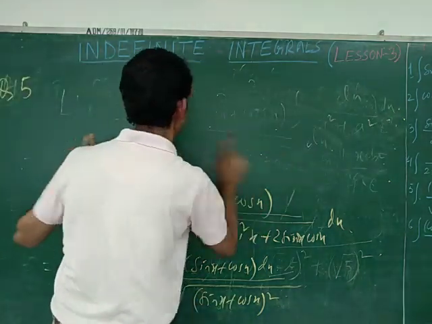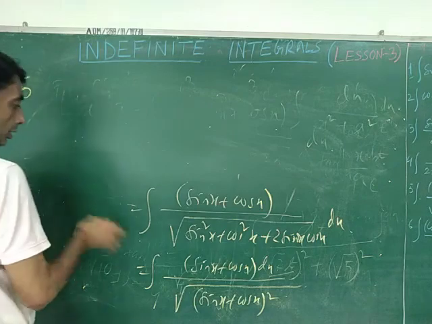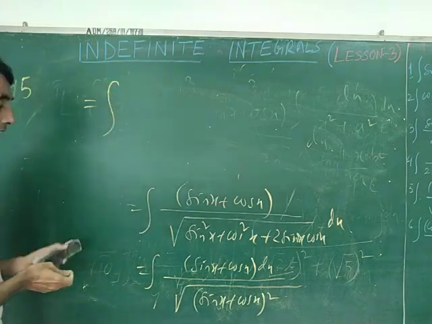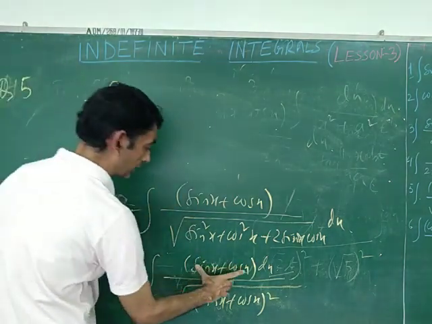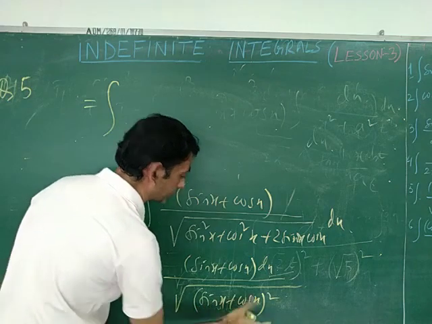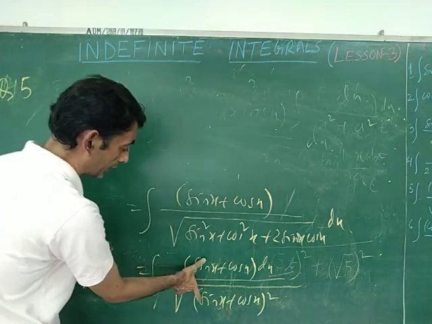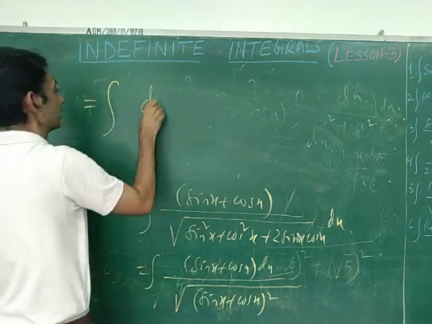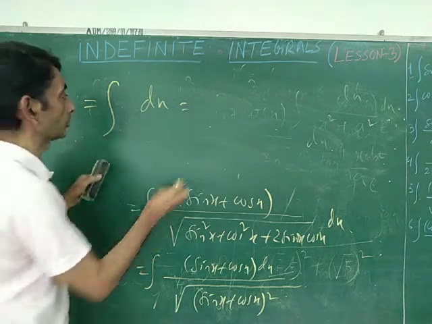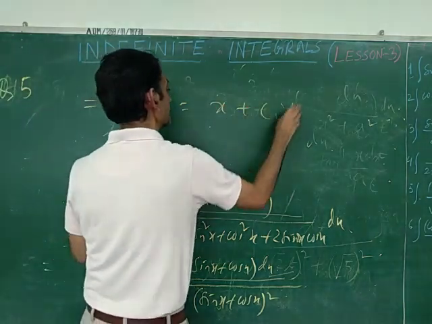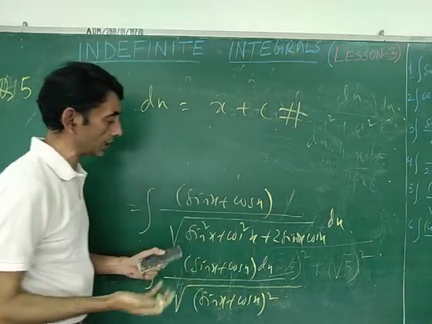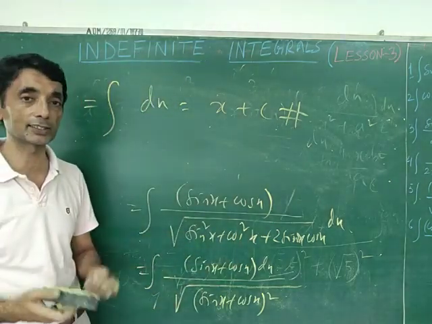Now, next. So sin x plus cos x and the square root of sin x plus cos x whole square is sin x plus cos x. It will get cancelled out. So we just get dx. Integration of dx is x plus c. So your steps are as simple as this.